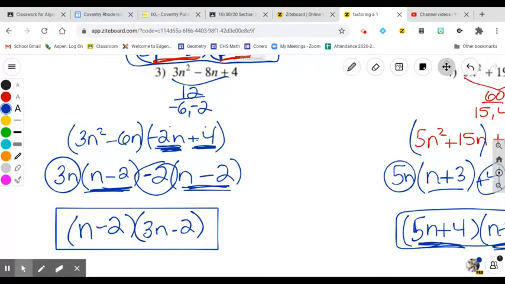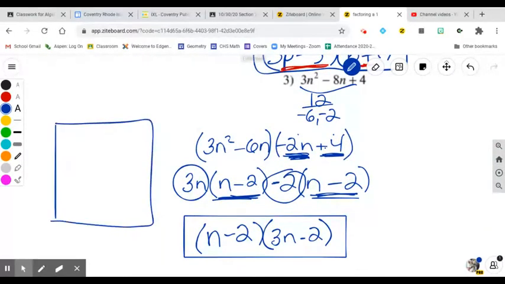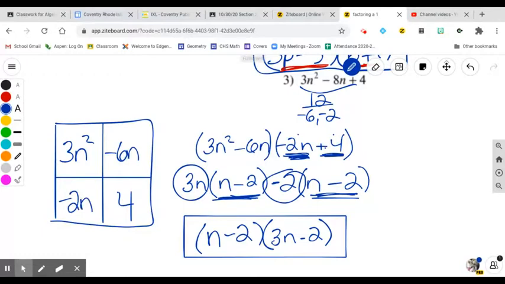I may as well do the same one using box method. Let me do it over here. So 2 by 2 box. First term, 3n squared goes in the top left. Last term, positive 4 goes in the bottom right. And then we had negative 6n and negative 2n. Now remember, when you're doing the signs of these terms that you're writing, you're looking at these 3 boxes. So since this is negative, I know that one's going to be negative. Since this is negative, that one will be negative.